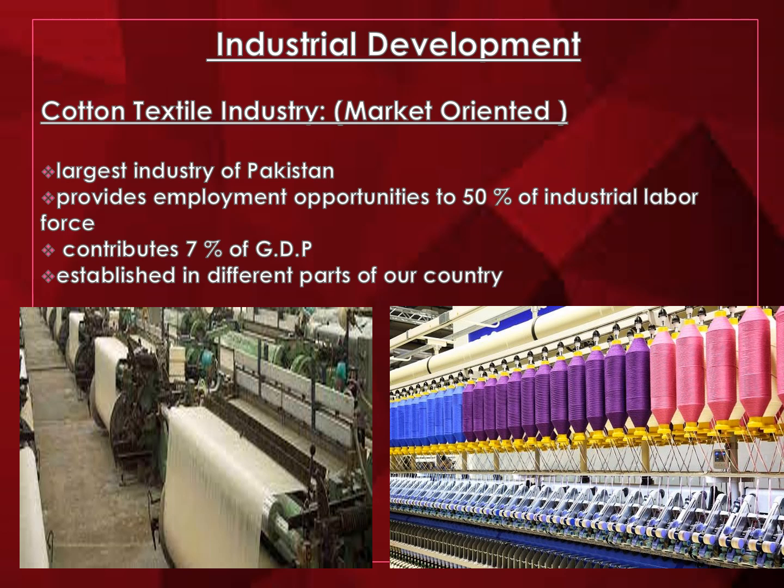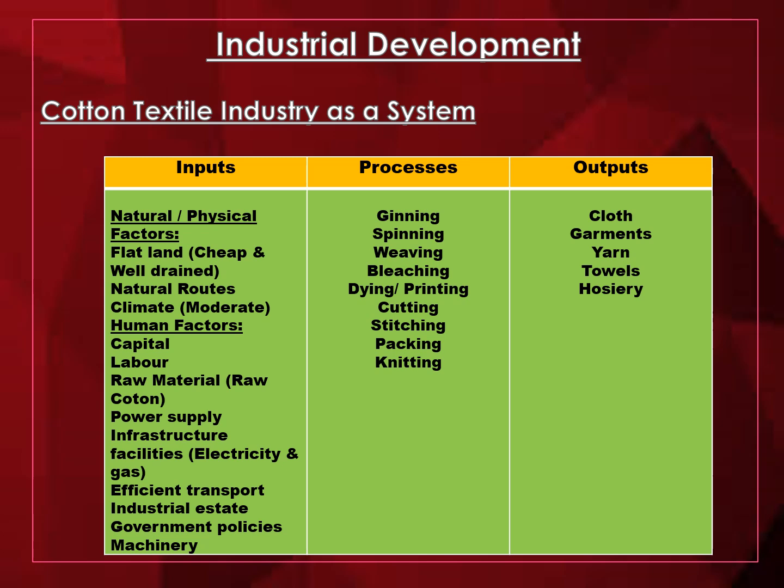Now, if we talk about the system of the cotton industry, we can see that there are some natural and physical factors like flat land, natural routes, and climate, and they are almost the same in almost every industry. The human factors are sometimes changed, like capital, labor, raw material, power supply facilities, efficient transport, industrial estate, and government policies, but the processes are always changed. In cotton textile industries, the first process is ginning, then spinning, weaving, bleaching, dyeing and printing, cutting, stitching, packing and knitting. It depends how big the industry is.